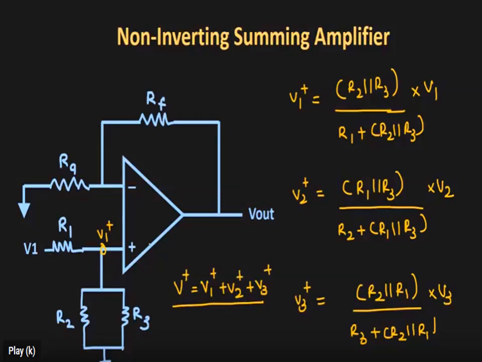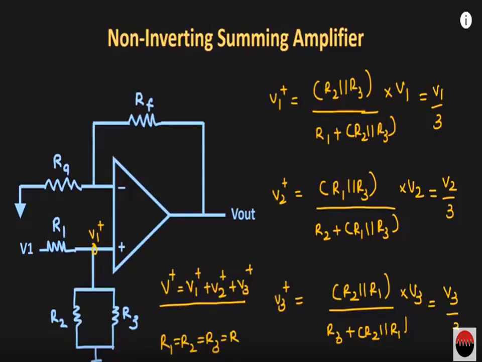So V1 plus, I can write as R2 parallel with R3 divided by R1 plus R2 parallel with R3, into V1. It is the same for V2 and V3. So this much complication we are facing. At the non-inverting terminal, I have this equation with V1, V2, V3. Simplifying this, finally I will get V1 by 3, V2 by 3, V3 by 3.